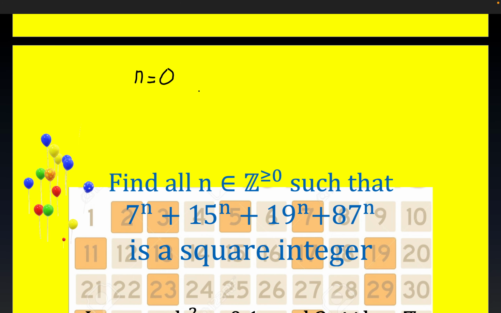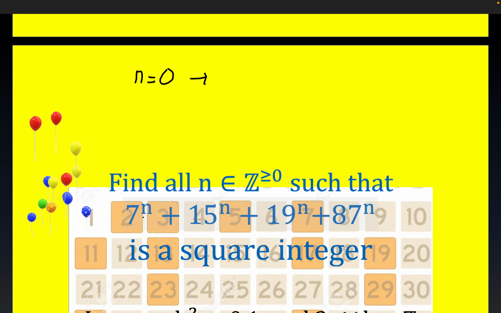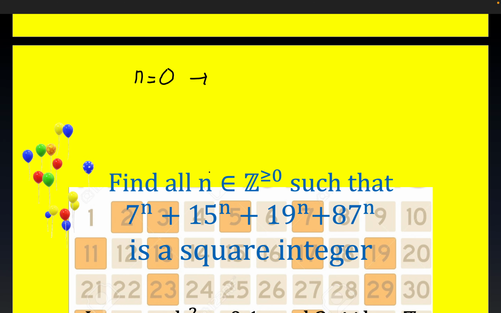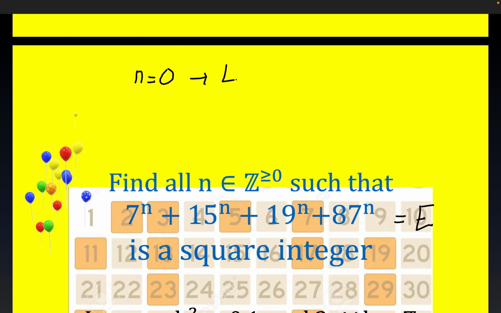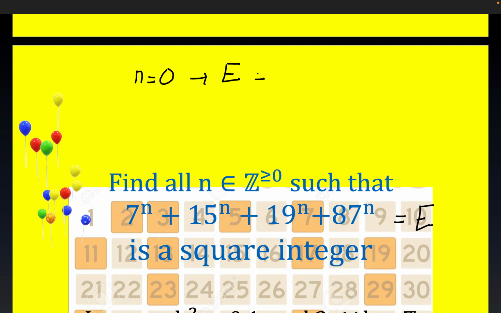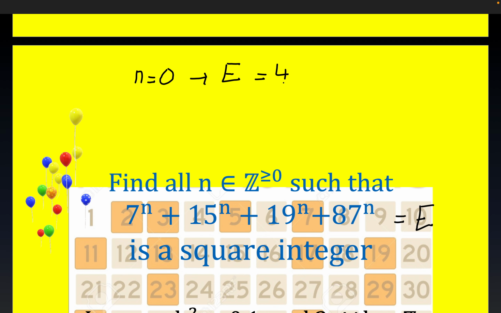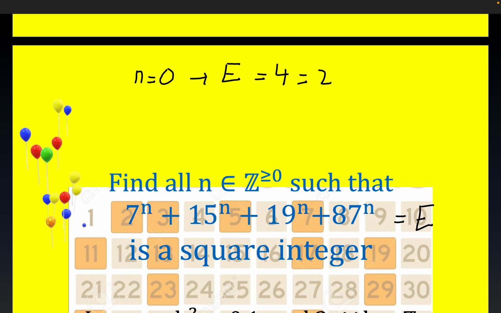Now, if n is equal to 0, notice that we would get 1 plus 1 plus 1 plus 1 equals 4, okay? So our expression here, let's call it e, just so I don't have to write it down. Our expression e for n equals 0 is 4, which is a perfect square. 4 is equal to 2 squared, right? Okay, so that's simple enough.